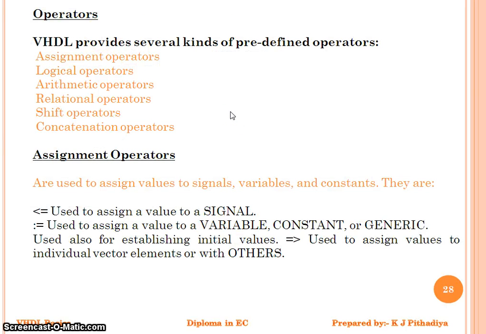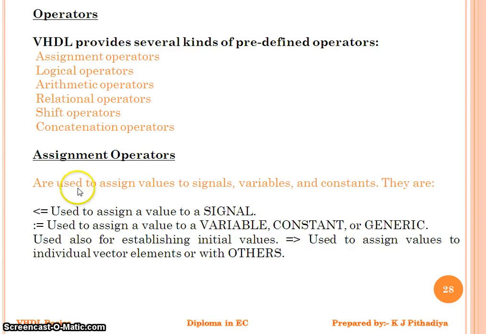Now the operators. The next thing regarding VHDL, those are the operators, the very important ones. Here we can see that VHDL provides several kinds of predefined operators. A few are assignment operator, logical, arithmetic, relational, shift, and concatenation. So we'll see a few operators. First we will go for the assignment operator.